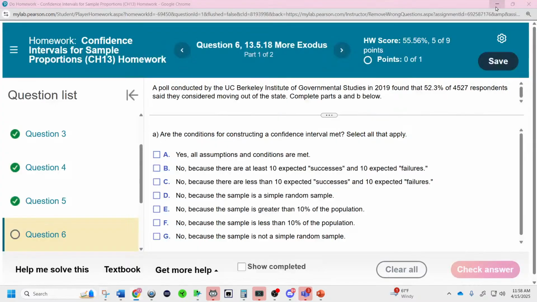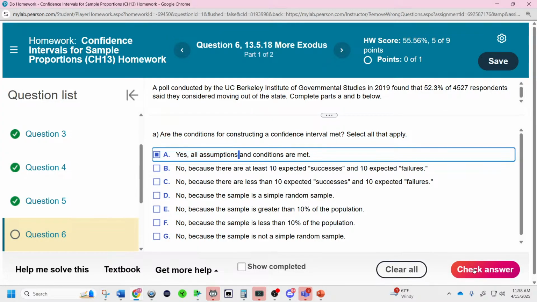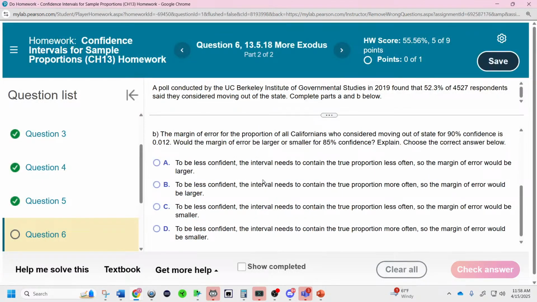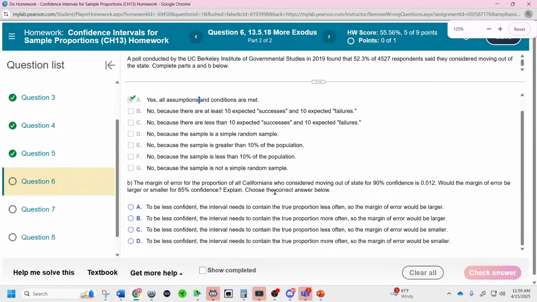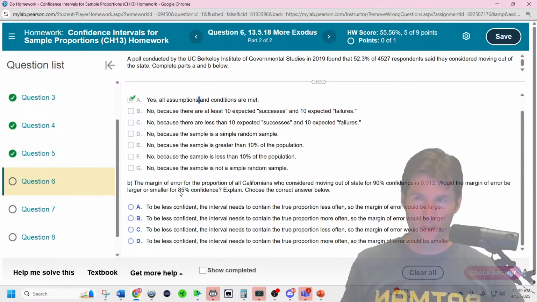And because we have at least 10 successes and at least 10 failures, we meet all the conditions. There's a random sample, way less than 10%. Now, this gets into confidence and precision. The margin of error for the California intervals moving out of state was this. Would the margin of error be larger or smaller with 85% confidence?